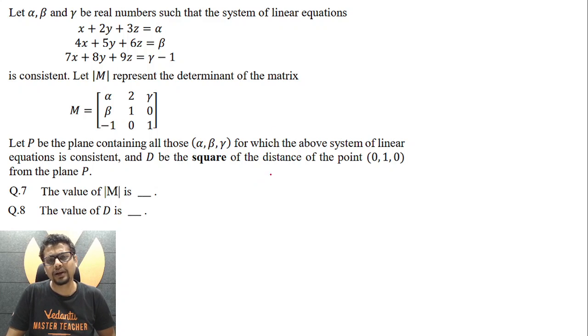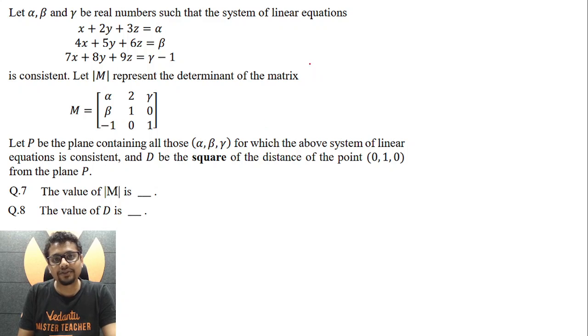And let D be the square of the distance of this point from this plane P containing all these points alpha, beta, gamma, for which the system of linear equations is consistent. And we have been asked the value of determinant of M and the value of D. Now, first of all, P is a plane containing all the points alpha, beta, gamma, for which this system of linear equations is consistent. So that means you can expect a linear equation in alpha, beta, gamma. That would happen in the case of family of planes.